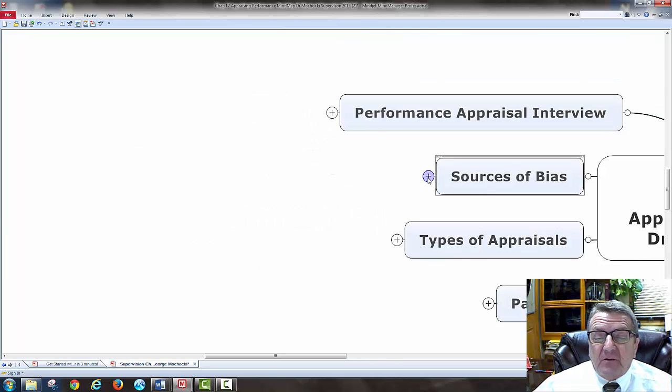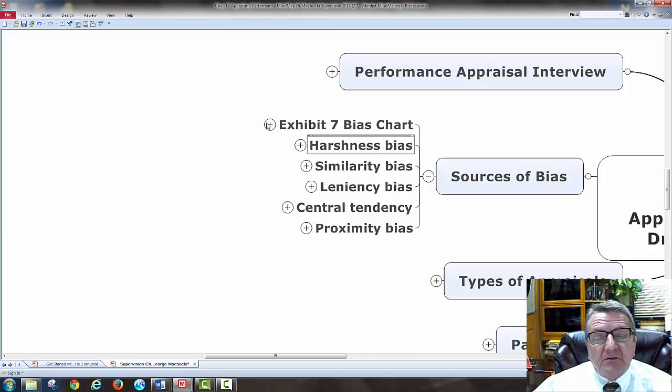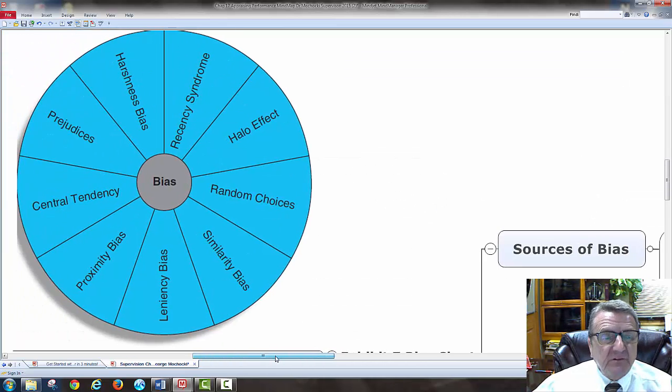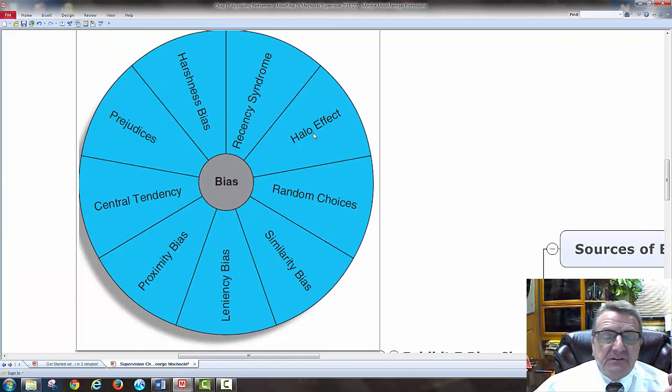We're not all best. Okay, sources of bias. Here's the chart on the sources of bias, and these are just a whole bunch of them. Just be careful. Recency syndrome, halo effect, random choices, similarity, looking at somebody else who did something wrong, leniency, proximity, being closer to something that just happened, central tendency of bringing everything together, prejudice. We all have our own prejudice, whether we realize it or not, depending on culture, things that happen to us, family, and everything else.